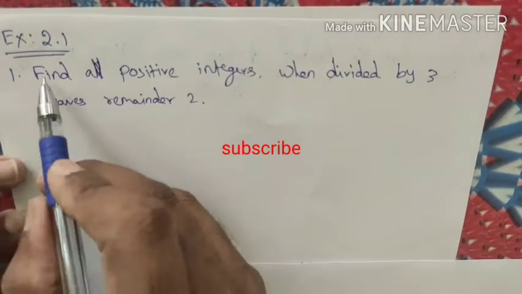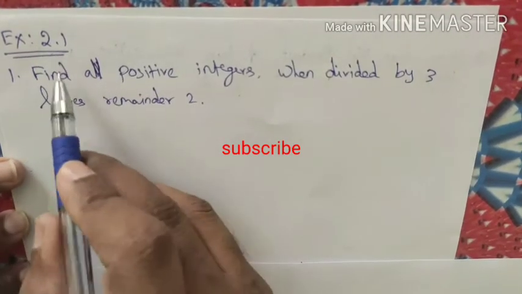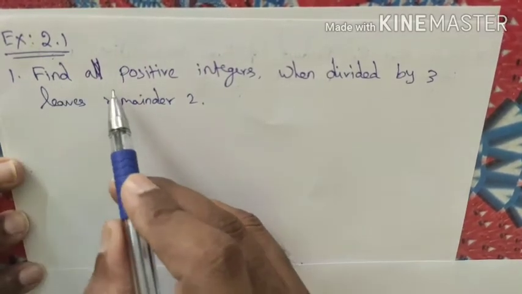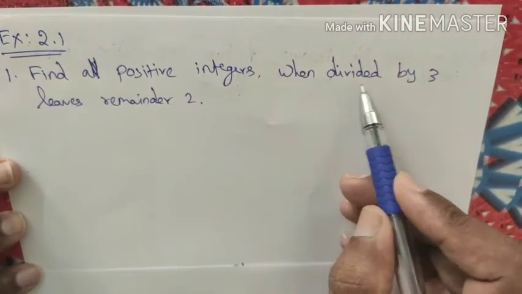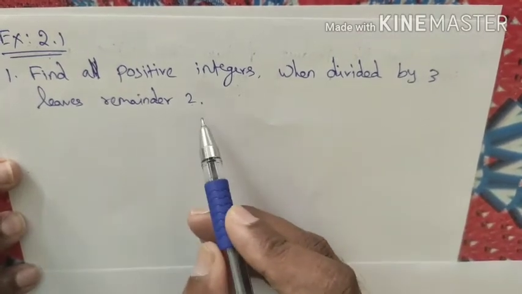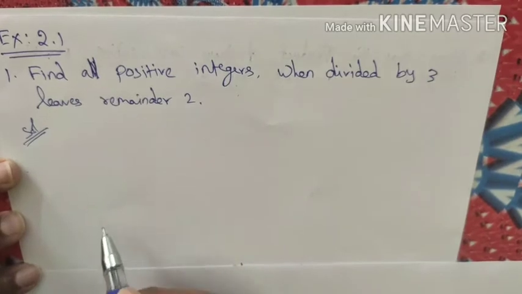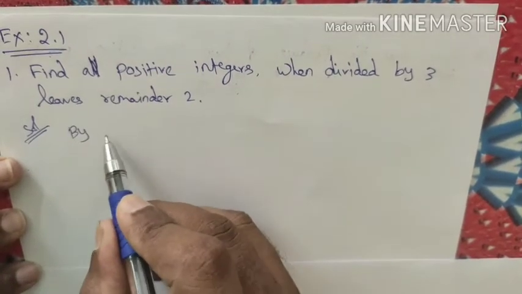Hello student, exercise number 2.1, numbers and sequence. The first question: find all positive integers which, when divided by 3, leave remainder 2. Directly we go through the solution by Euclid's division.